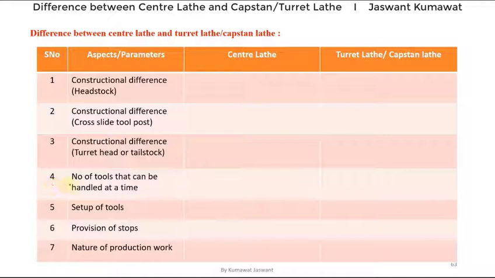Now the fourth difference is based on the number of tools that can be handled at a time. Generally in a center lathe, we can only mount a single cutting tool at a time. We have to change the setting or change the tool to perform different operations on a workpiece. But in the case of semi-automatic lathes, we can mount a number of tools, as the tools can be mounted on cross-slide tool posts and the hexagonal turret. So multiple tool availability is a feature of semi-automatic lathes, and they can do cutting without changing the setting.